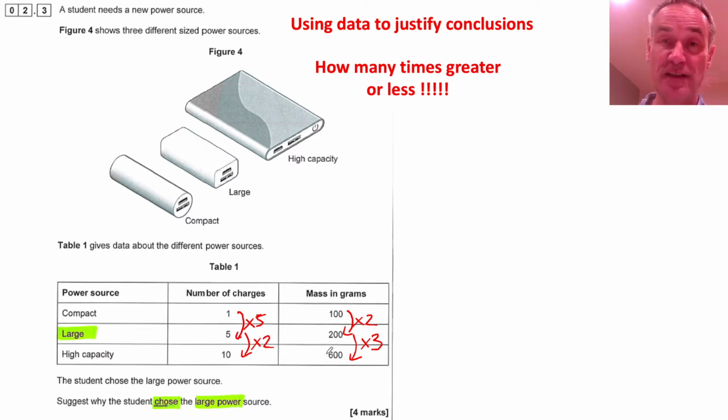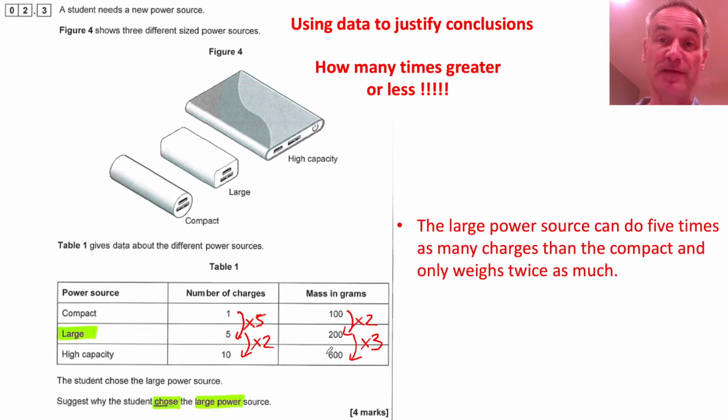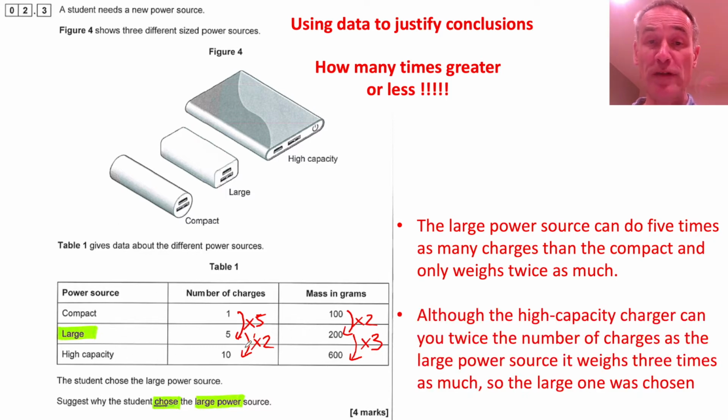So let's have a look at the answer I'd give. I'd first say the large power source can do 5 times as many charges as the compact one, but only weighs twice as much. So that's quite an advantage. So why didn't you choose the high capacity? Well, although the high capacity charger can give you twice the number of charges, it actually weighs 3 times as much. So that's why you could say the large one was chosen.